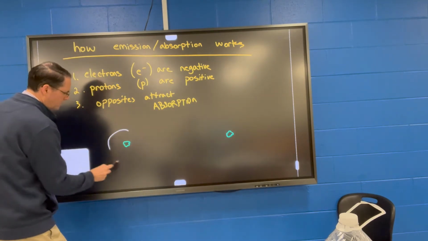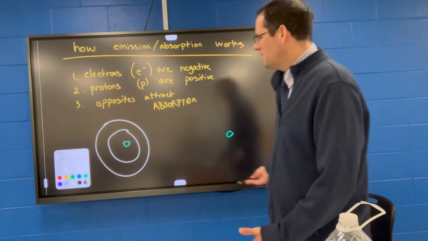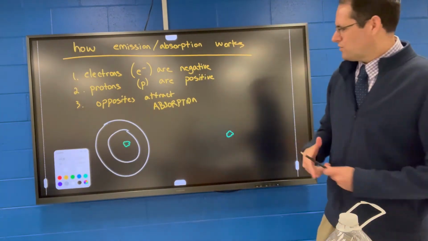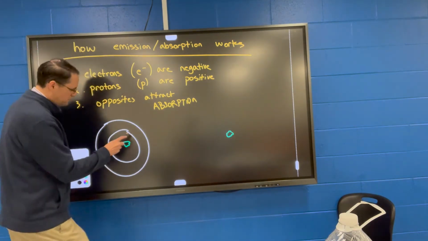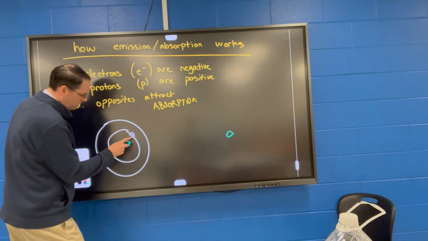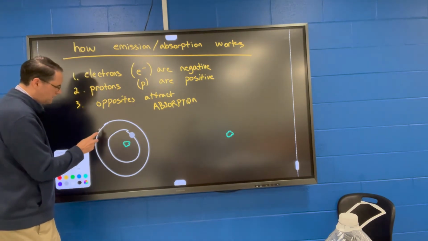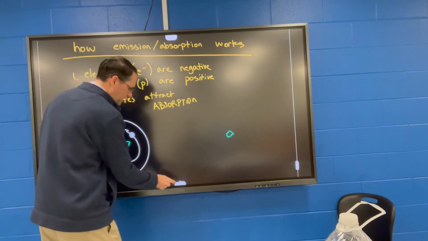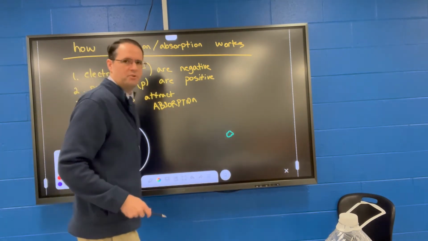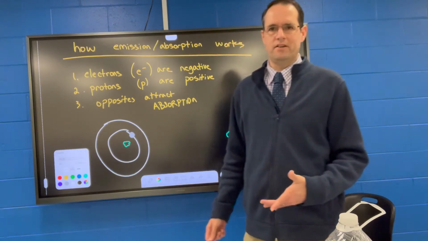I'm going to draw some rings around this atom here, okay? And I'm going to draw an electron in one of these rings or orbits in a gray color, okay? I think I'll just put one. We'll keep it really simple here. So this might be hydrogen. Hydrogen has one electron. There it is.